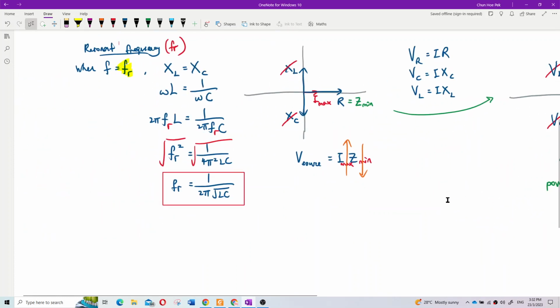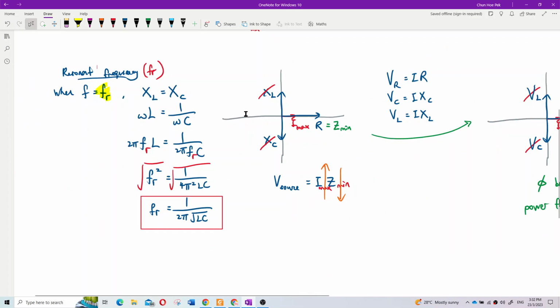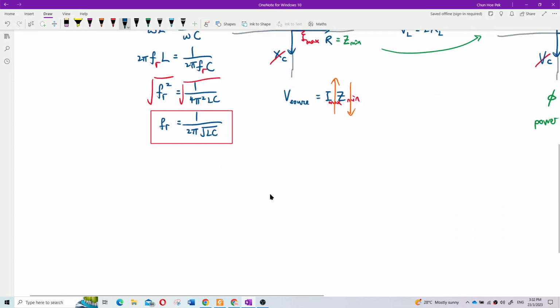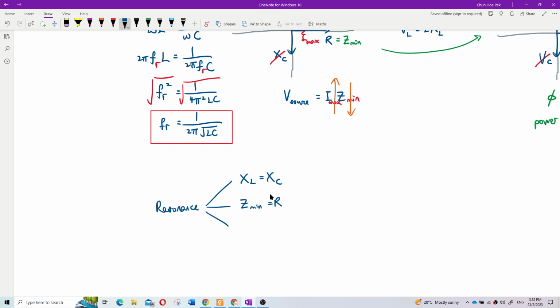So again, I want to summarize. When resonance, what can you say about resonance? You can say XL equal to XC. The Z is at the minimum, which is equal to R. The power factor, which is cos phi, equal to 1.